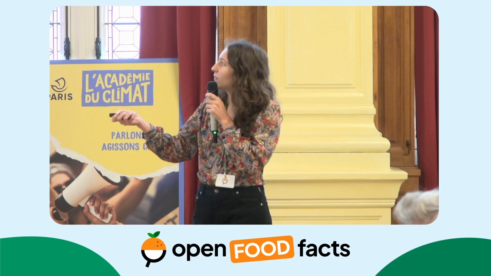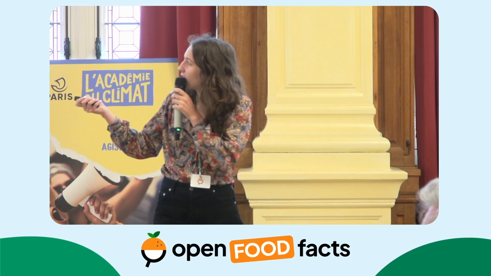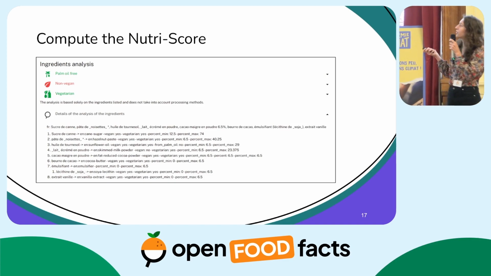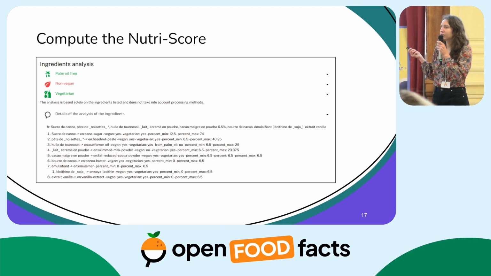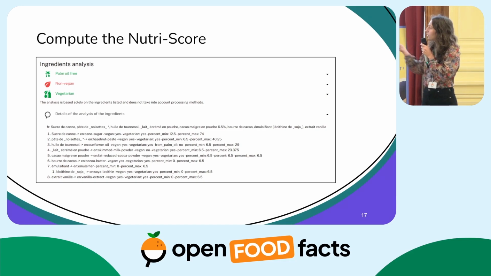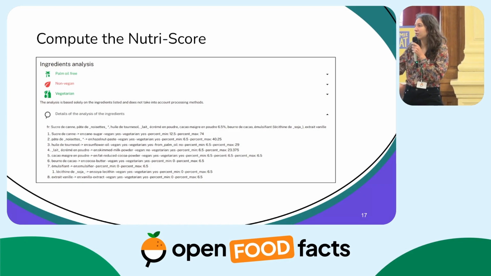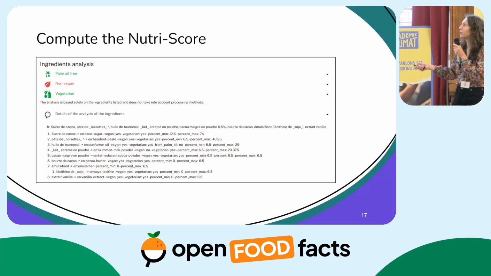So this is the ingredient taxonomy, which looks pretty similar to the product taxonomy, but has a different purpose. One of them is to compute the Nutri-Score. As you may know, the Nutri-Score requires the amount of nuts, fruits and vegetables. So here we can see that this product contains hazelnut, and in the taxonomy of ingredients, hazelnut is classified as a nut. And so this ingredient will be taken into consideration to calculate the Nutri-Score of the product.